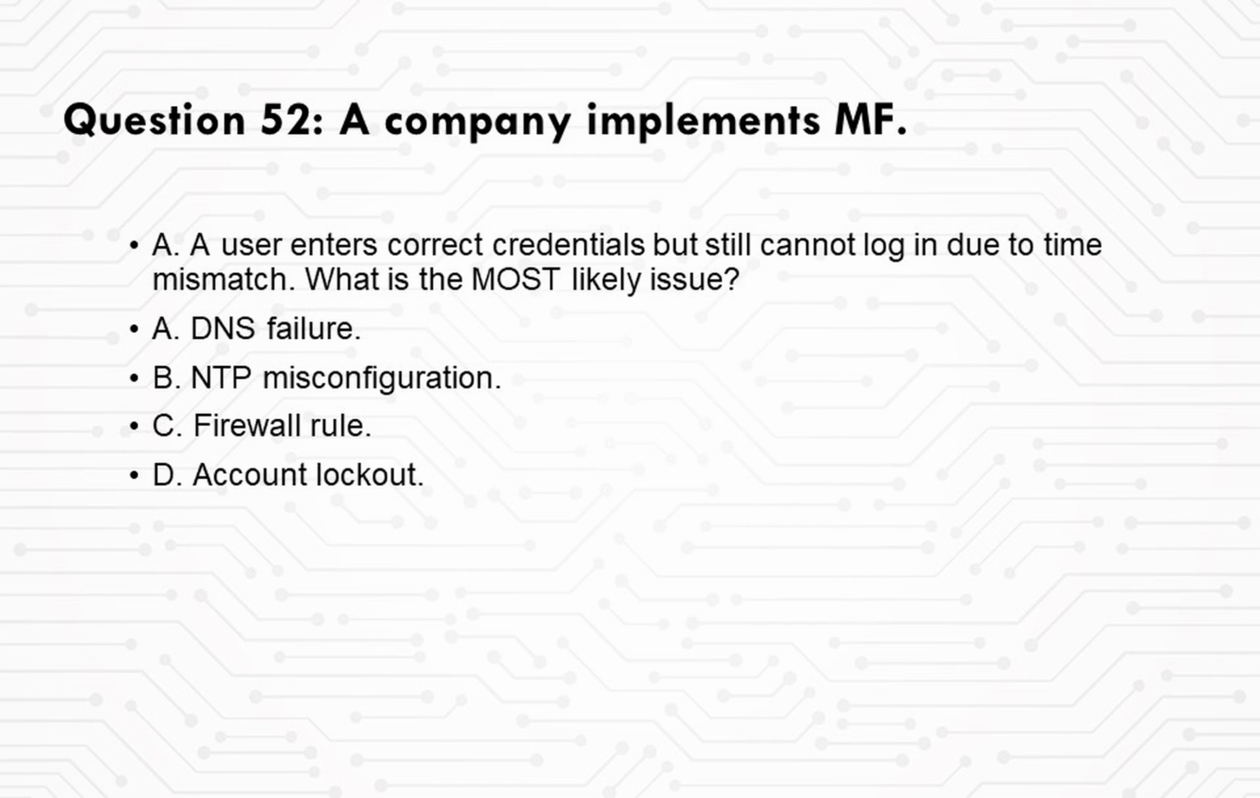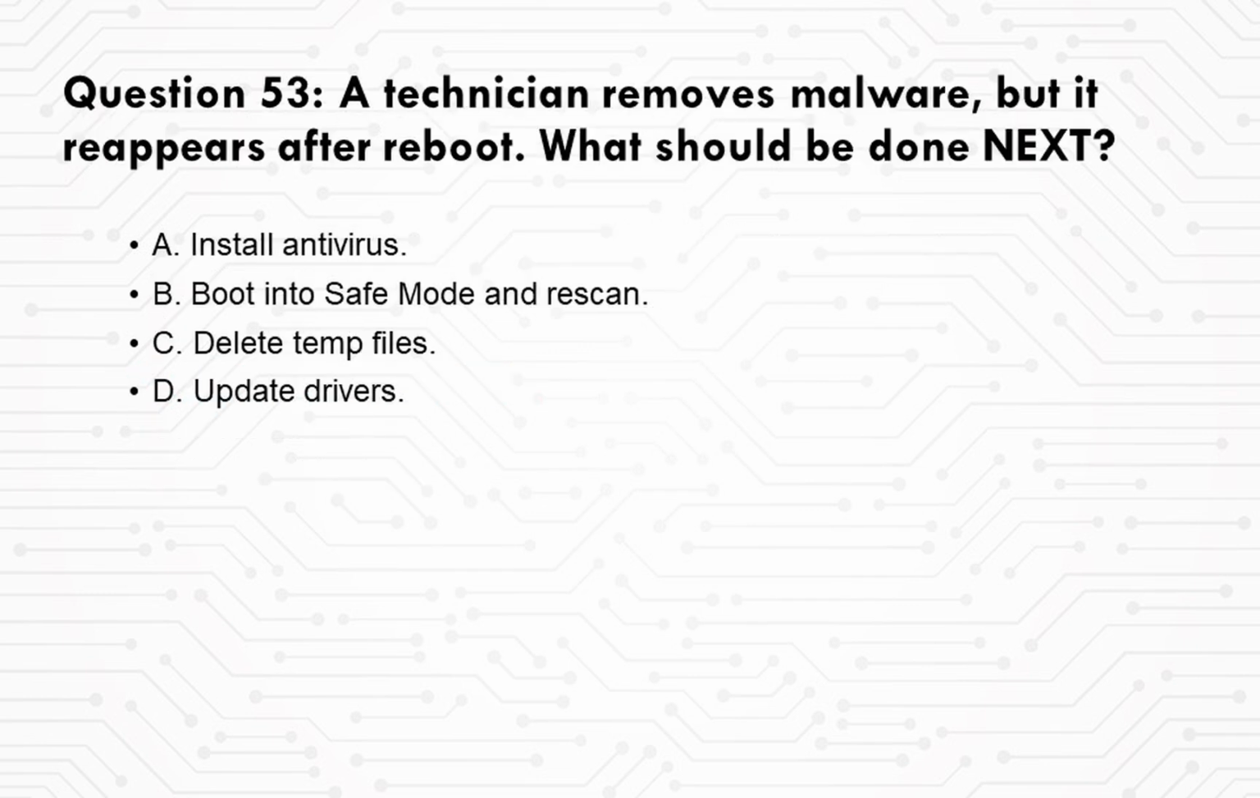Question 52. A company implements MFA. A user enters correct credentials but still cannot log in due to time mismatch. What is the most likely issue? A. DNS failure. B. NTP misconfiguration. C. Firewall rule. D. Account lockout. Answer: B. MFA tokens depend on accurate time synchronization. Incorrect system time, an NTP issue, causes failures.